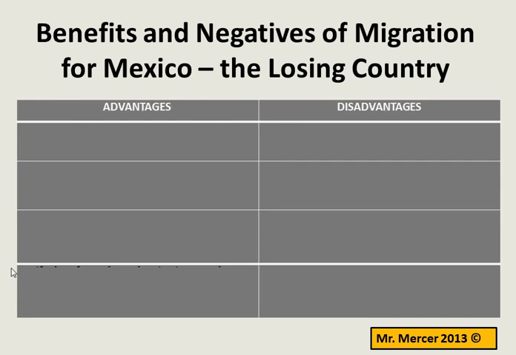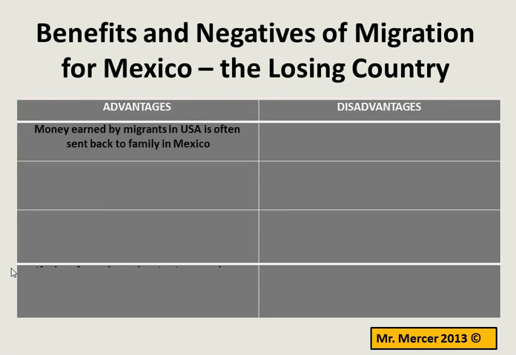You could be asked about the benefits and negatives of migration for the losing country and the gaining country. Now, for me, one of the best examples of migration is between Mexico and the United States of America. I'm not going to talk about the push and the pull factors this time because we've just done that, but I will talk about the advantages and the disadvantages.